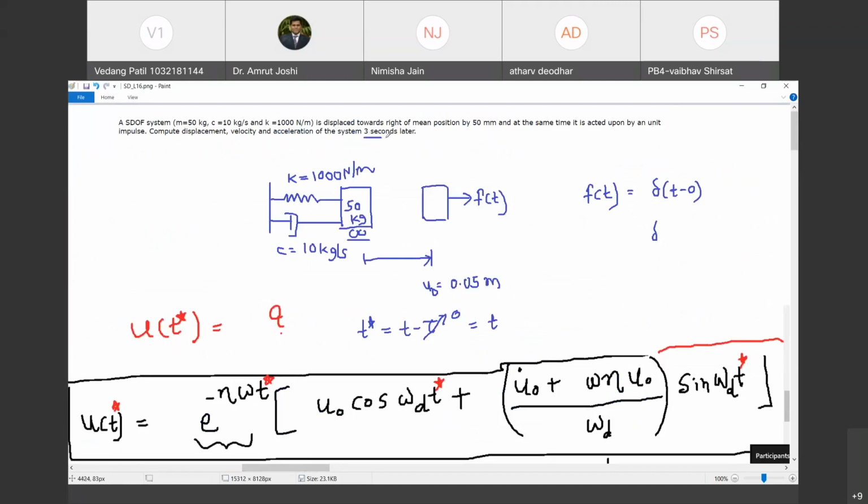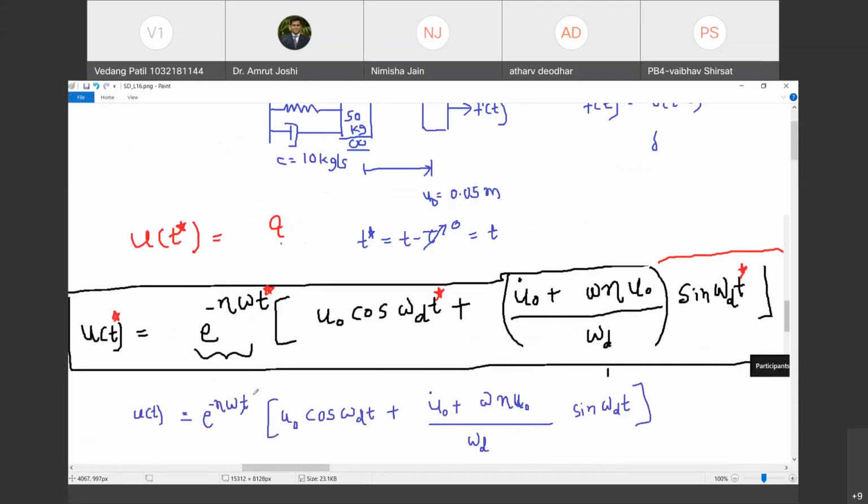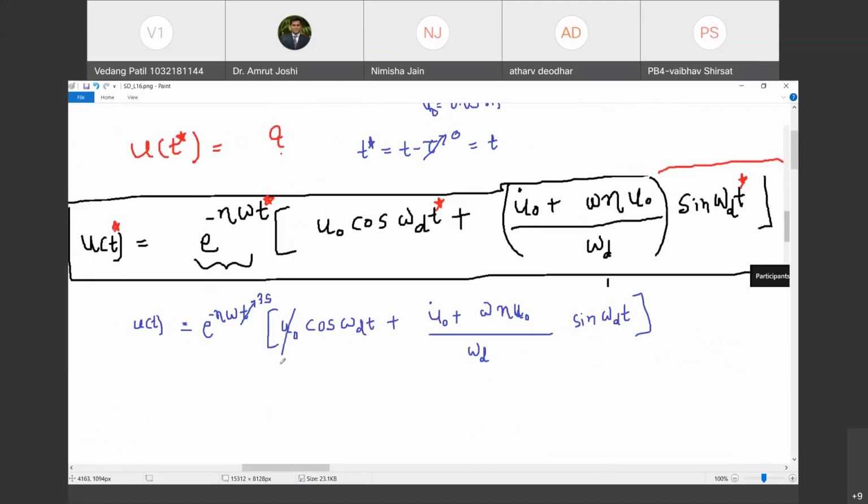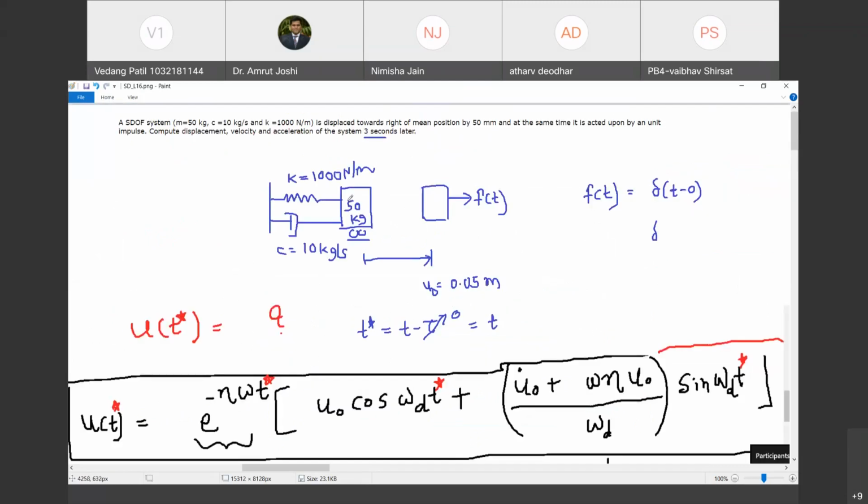T is equal to 3 seconds. So we have to substitute t equal to 3 seconds here. Are you with me? Yes, sir. What is the value of u0? u0 is 0.05. What is the value of u0 dot? That, however, is 0. Do you agree with me? Yes. Omega d and omega eta, all that you can calculate. So you had to write this expression and substitute t equal to 3 seconds. That's all. Are you with me?